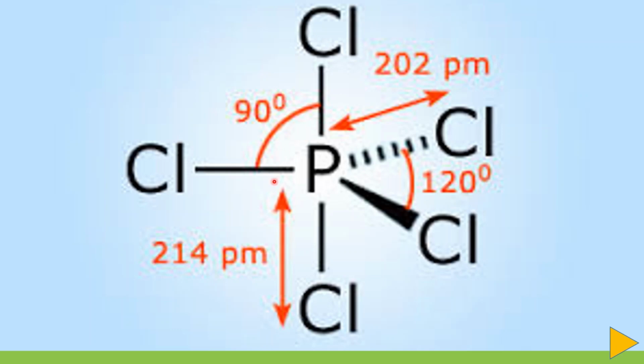Here the angle between 2 chlorine atoms in the plane is 120 degrees, and the remaining 2 chlorine atoms which are perpendicular to the plane make 90 degrees. So the bond angles are 90 degrees and 120 degrees. Here the 2 covalent bonds are denoted, one in dotted line and one in thick line. These 2 bonds are also covalent bonds, but these 2 chlorine atoms are not in the plane, so the covalent bonds are denoted like this.